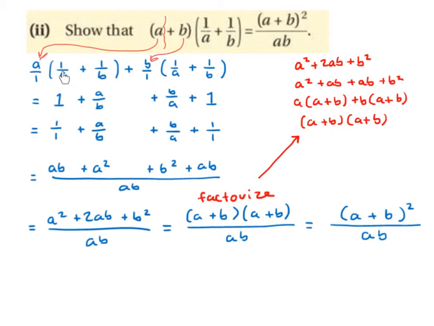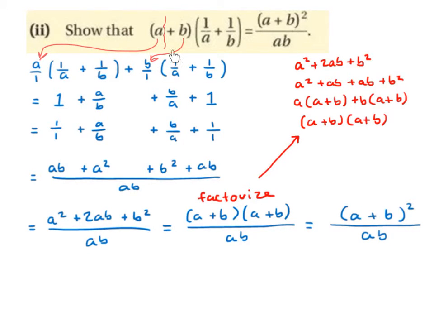So a over 1 times 1 over a, top by top, bottom by bottom, we'd end up getting a over a, and anything divided by itself gives us 1, so we end up getting 1. So remember, when you multiply a fraction by its reciprocal, you get 1. And then a over 1 times 1 over b, top by top, bottom by bottom. A times 1 is a, and 1 times b is b, so you get a over b.